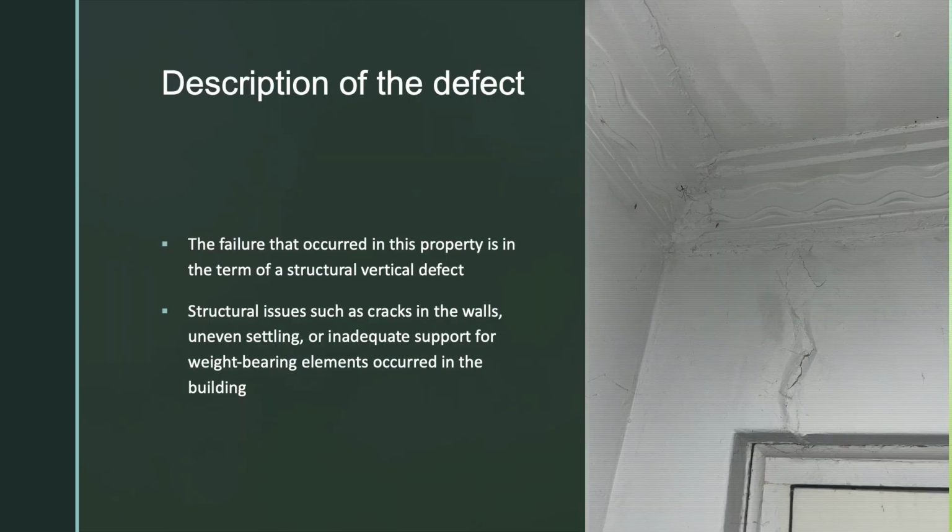Construction defects refer to issues or flaws that arise in a building or structure as a result of design or construction errors, omissions, or deficiencies. These defects can range from minor cosmetic issues to more significant structural problems that compromise the safety and habitability of the building. The failure that occurred in this property is a structural vertical defect. Structural issues such as cracks in the walls, uneven settling, or inadequate support for weight-bearing elements occurred in this building.